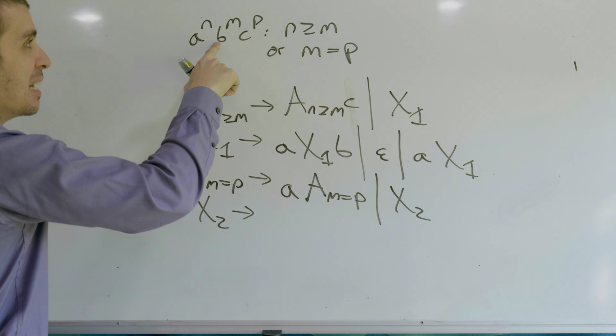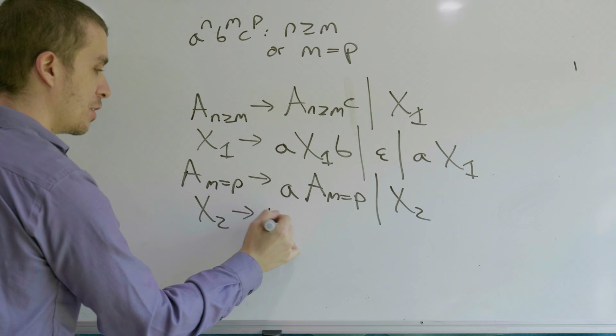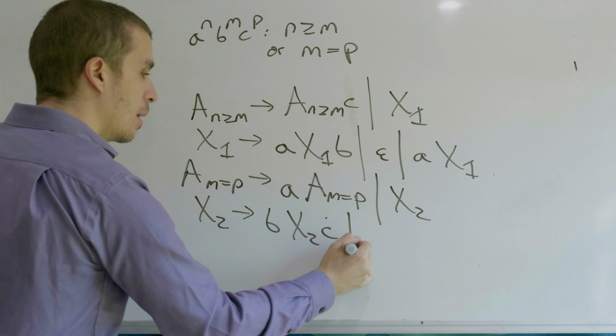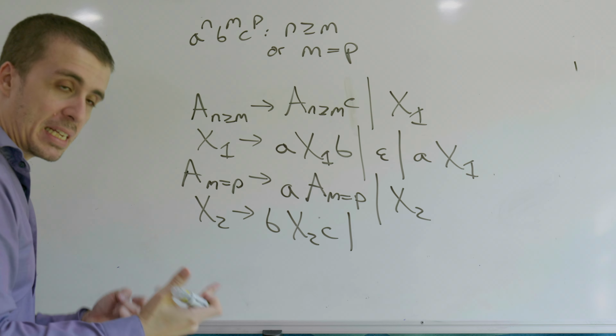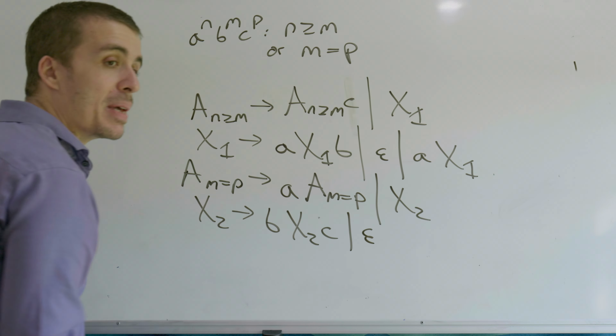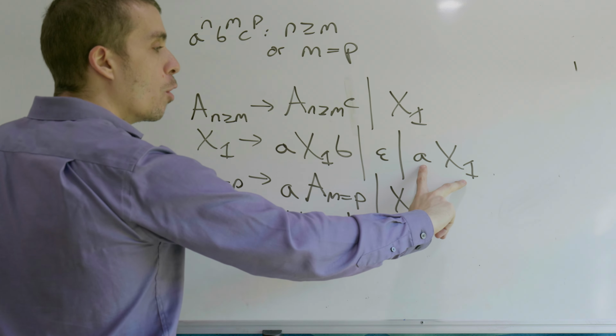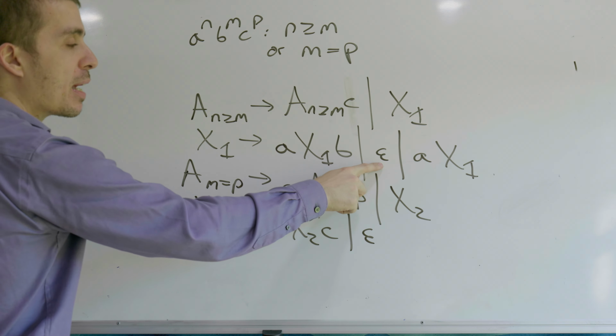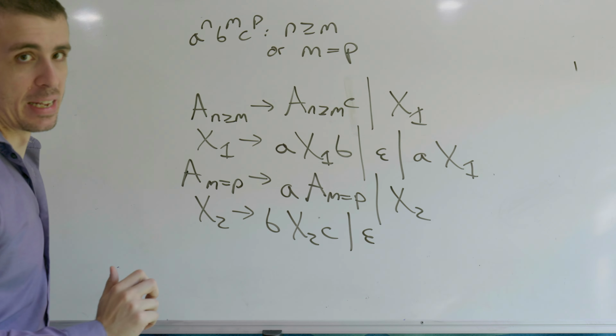So x2 is going to make an equal number of b's and c's. So that's very easy to do. We did something similar up here. And then the base case here, because we need it to be equal, needs to only be empty. Whereas here, we needed to generate some more a's potentially if we needed to. But we can have an equal number. Here we need to have an equal number.